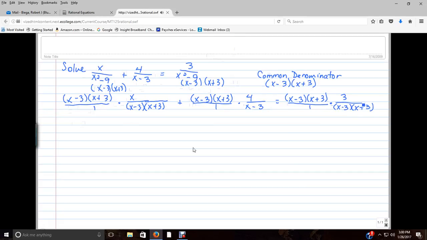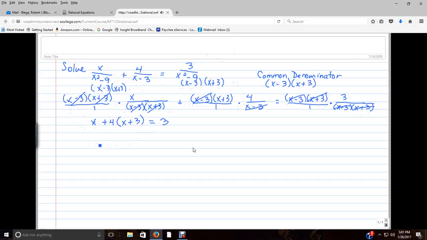All right, now we can cross cancel. So x minus 3 will cancel with x minus 3. X plus 3 will cancel with x plus 3. Over here, x minus 3 will cancel with x minus 3. And in our third fraction, x minus 3 will cancel with x minus 3. X plus 3 will cancel with x plus 3. So notice in our first fraction, we have x over 1, or just x left. We have 4 and x plus 3 left. And finally, we have 3 on the right.